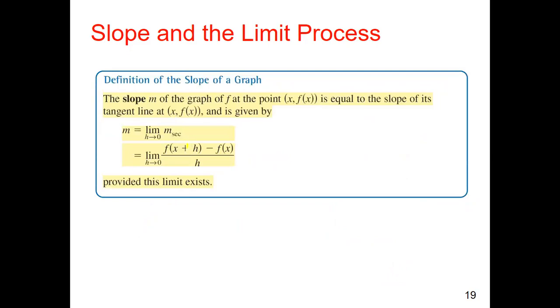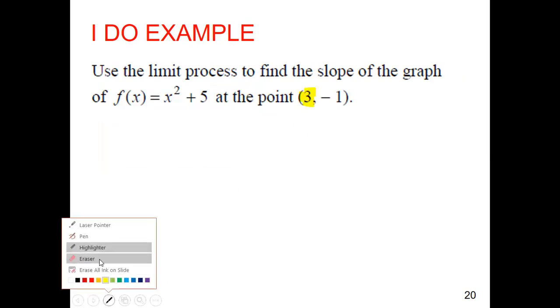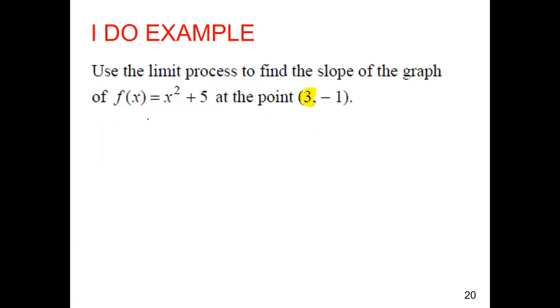All right, main thing here, we wrote it down. We're going to use it, and here we go. We have the limit process to find the slope of the graph f of x equals x squared plus 5 at the point 3, negative 1. The main thing here is your x is 3. The y doesn't matter, only the x. The y can't help us. So we're using f of x plus h minus f of x over h. I forgot to write limit, guys.